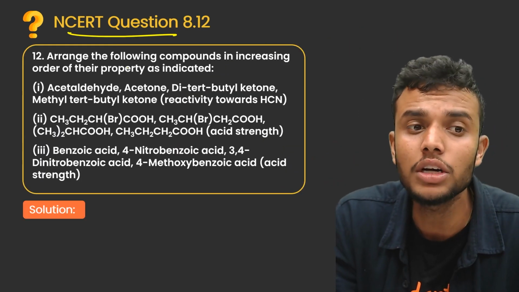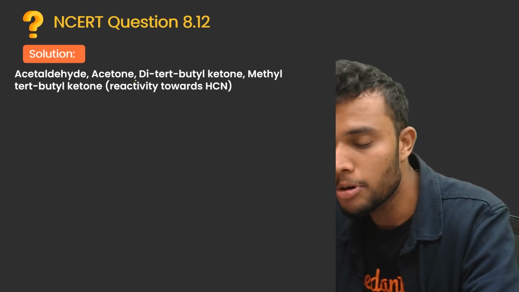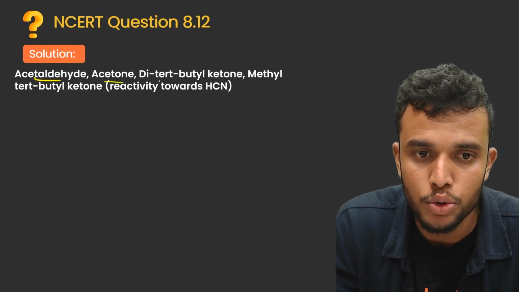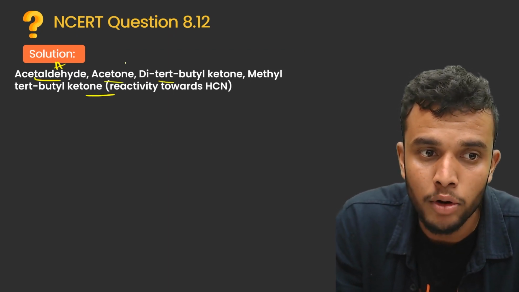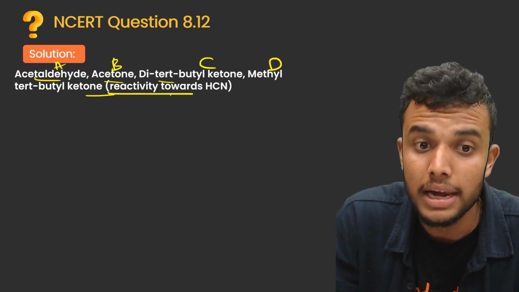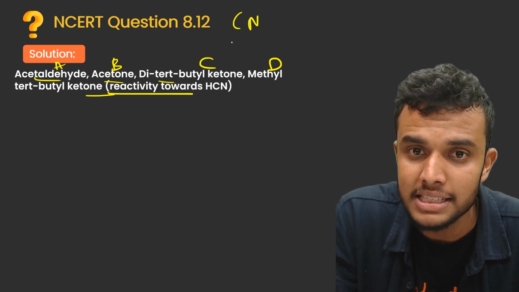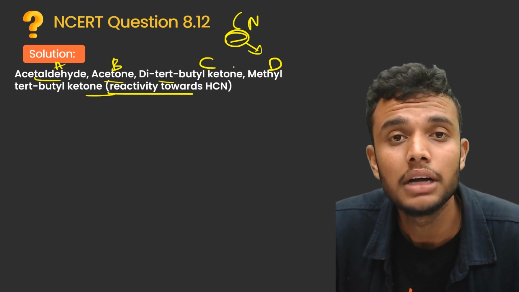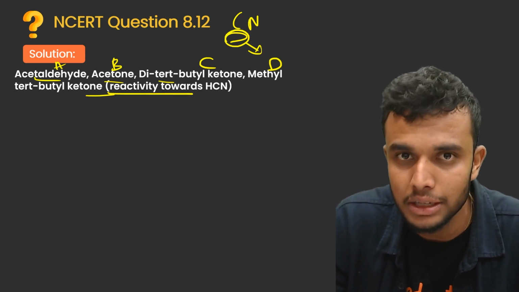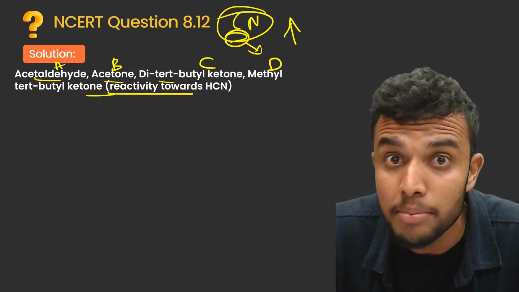Understood, students? The question is: arrange the following compounds in increasing order of their properties indicated. Come on, let's move on to the first one. They give 4 compounds, 1, 2, 3, 4. First one is an aldehyde compound. Let's choose A, B, C and D. What they give? Reactivity towards HCN. In HCN, we already know the attacking nucleophile is CN minus. It contains a negative charge. It's nothing but the compound having high positive charge that has high reactivity towards the CN minus.